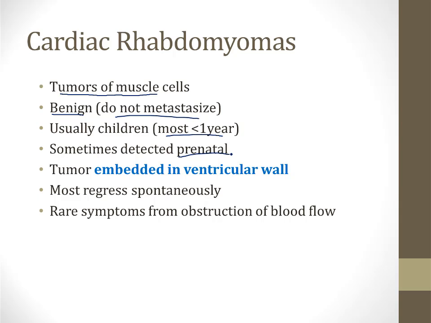Most women have prenatal ultrasounds, and you can see the heart of the fetus, and sometimes you can see one of these masses in the baby. It will appear on an ultrasound image as a mass or tumor embedded in the ventricular wall. Most of these tumors regress spontaneously and require no treatment. Very rarely they can cause symptoms, and when they do, it's usually from obstruction of blood flow.